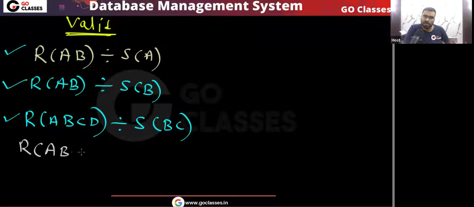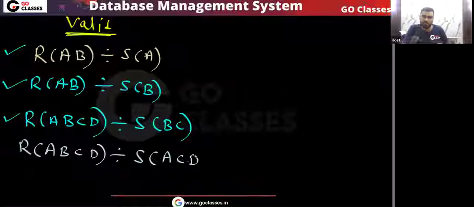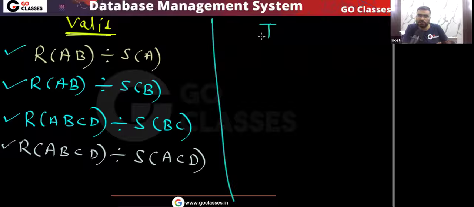If I do R(A,B,C,D) divided by S(A,C,D), this is also perfectly fine. There is no problem here. Where is it invalid? What is invalid? Please tell me.